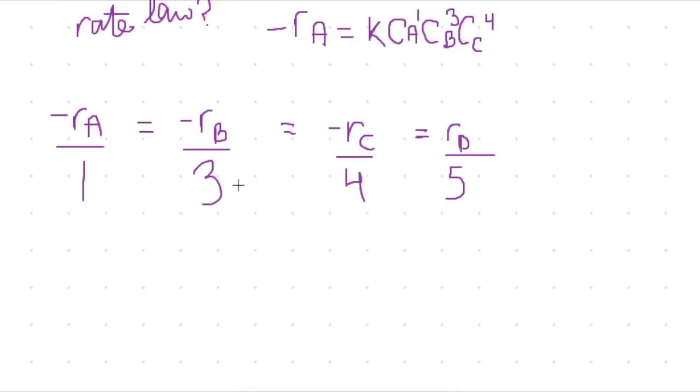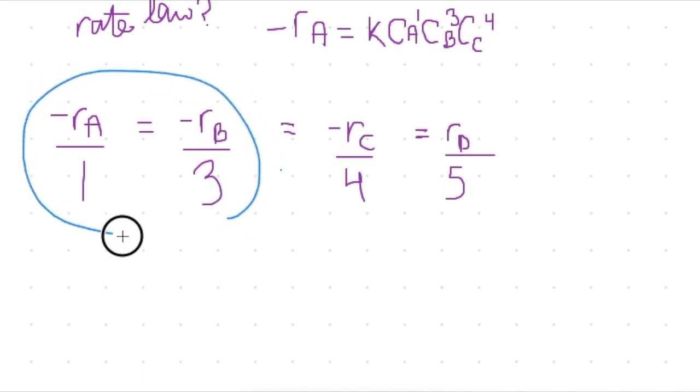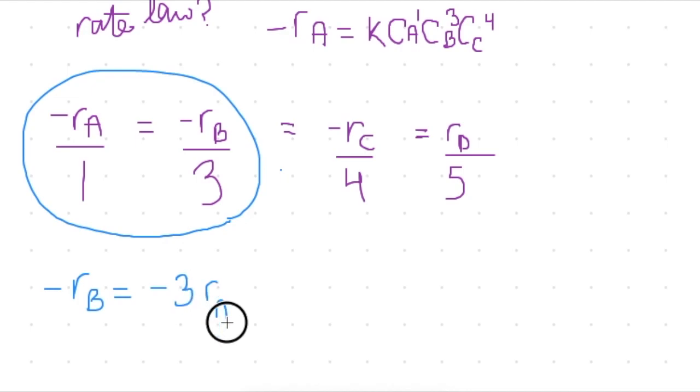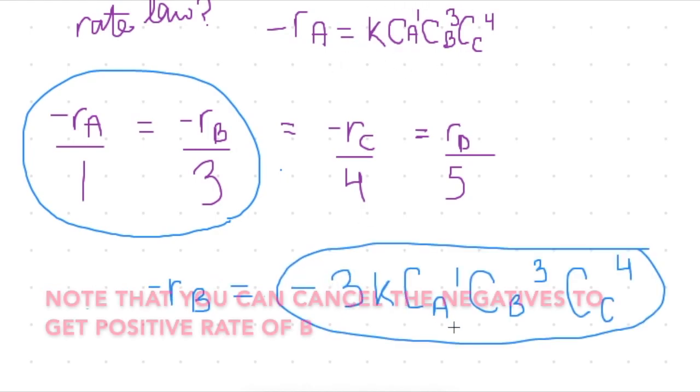Now, in order to find the rates of B, C, and D, all I have to do is set them equal to one another. So first, I'm going to use the relationship between the rates of A and B to solve for the rate of B. And we can keep it negative rate of B because B is being consumed as a reactant. So I'm going to multiply this 3 over to the other side, and we get negative 3 rate of A equals rate of B. Now to find the rate of B, it's going to be negative 3 times the rate of A. This is the rate of B.